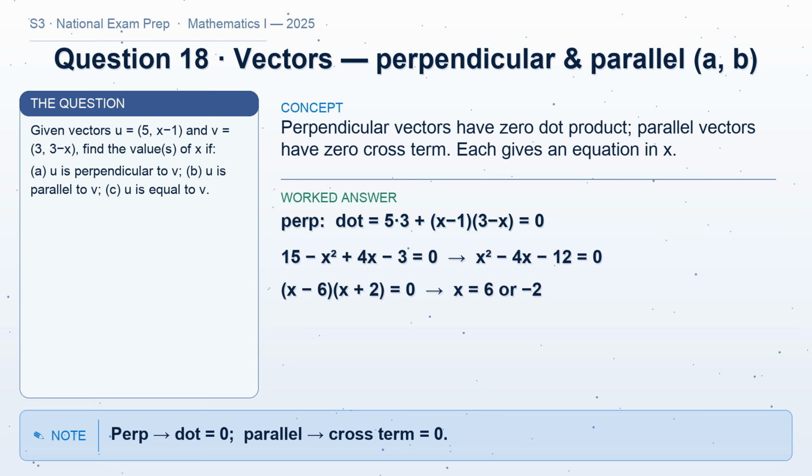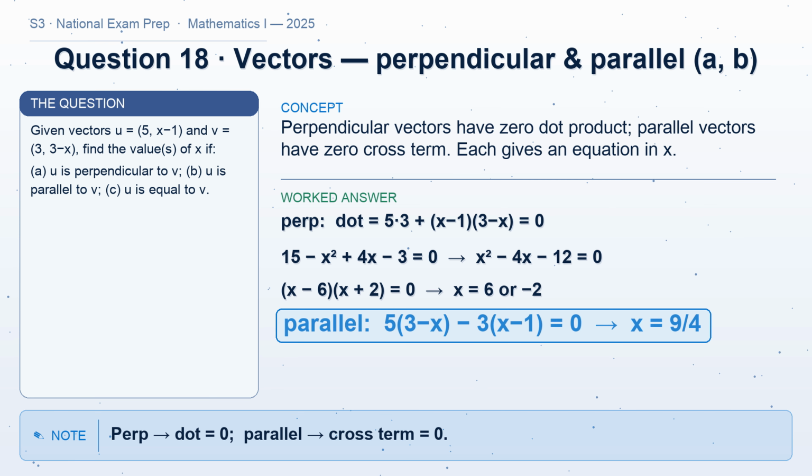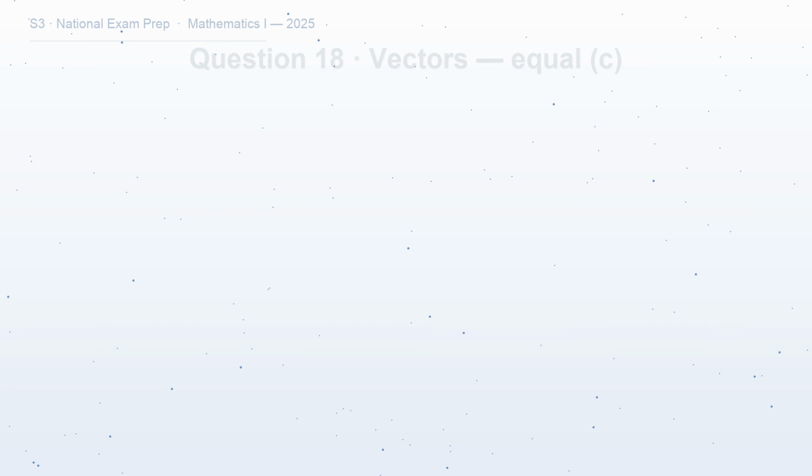Part B, parallel. 2 vectors are parallel when the cross term is 0. That is 5 times 3 minus x minus 3 times x minus 1 equals 0, which gives x equals 9 over 4.